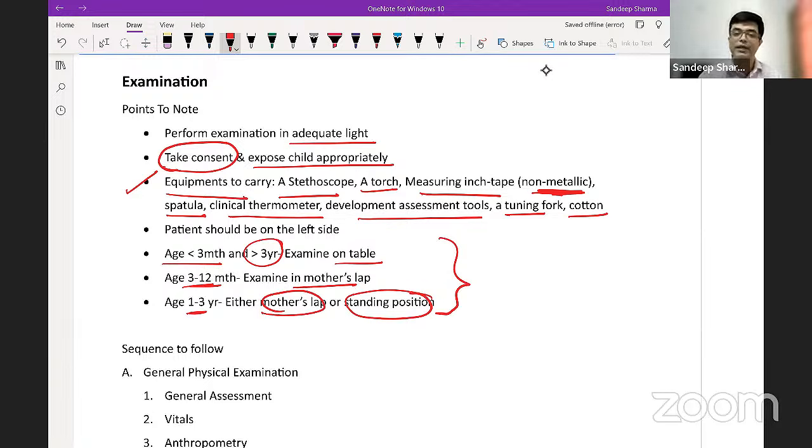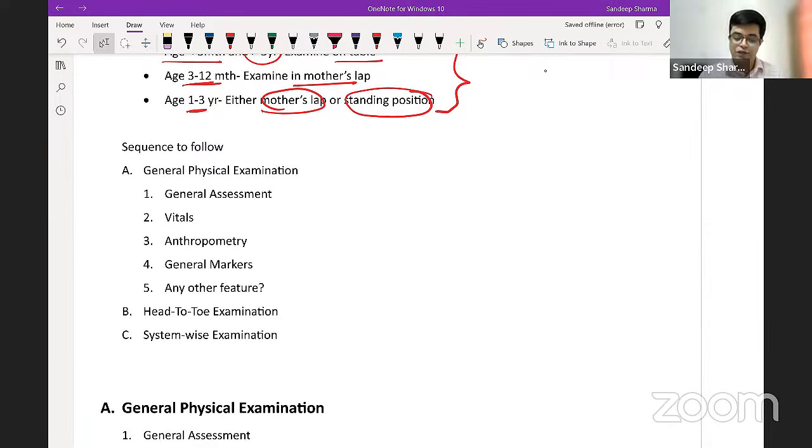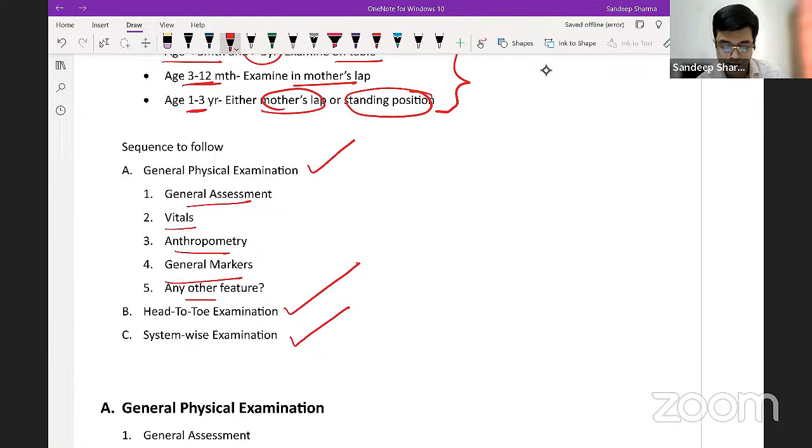Examination should be done at the time of examination itself. While taking the history, you can keep an eye from the side. You can have a look at general behavior and how the child is. But detailed examination should always be done when the examination part comes. Now, the sequence to follow again. You first start with GPE, then you go head to toe, and then system-wise examination. GPE, general physical examination: start with general assessment, then vitals, then anthropometry, general markers, and any other feature.